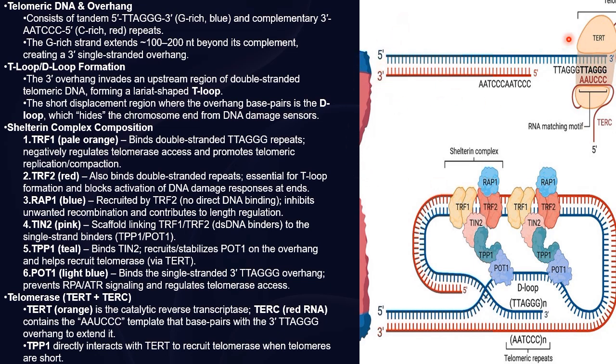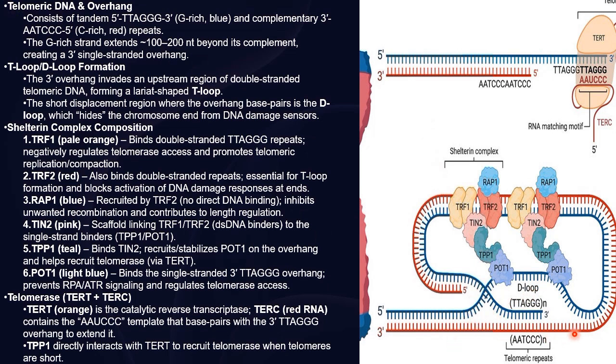So for now, let's see the structure and composition of the telomere itself. This is what we refer to as the 3 prime overhang. This 3 prime overhang invades the double stranded DNA upstream in the telomere, thus creating a D-loop which looks like this.